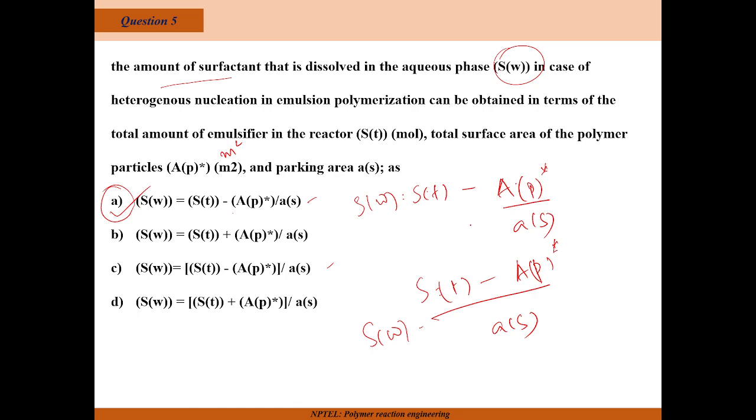That is the basic difference between option A and option B. It is given in such a way that it confuses the student. This is from a previous year paper. So A is the correct form of the equation for the amount of surfactant dissolved in the aqueous phase. Okay, clear.